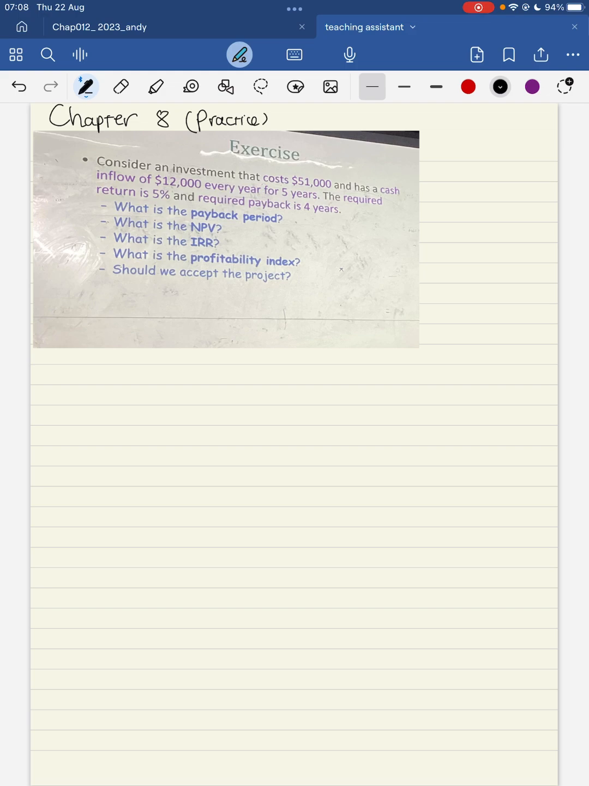Considering this kind of exercise, the first step we have to do is to draw a timeline. Therefore, I will have a timeline which will be looking like this, starting from the current year until the last year of the investment. And this investment is stated to be 5 years. Therefore, we have year 1, 2, 3, 4, and 5.